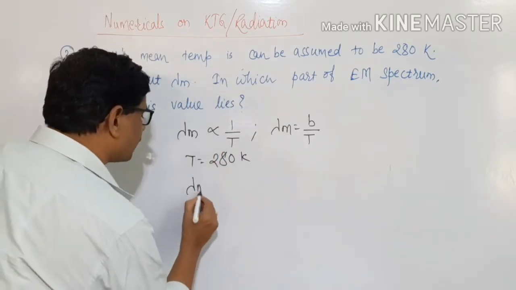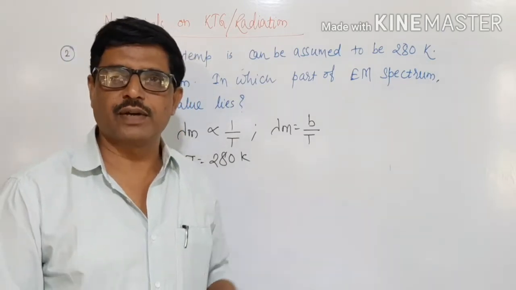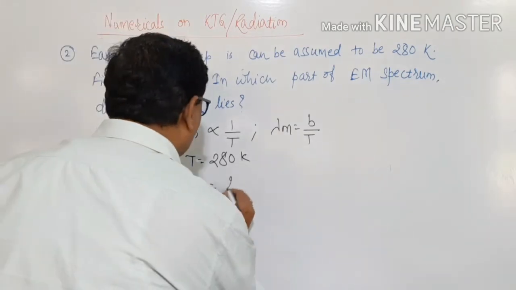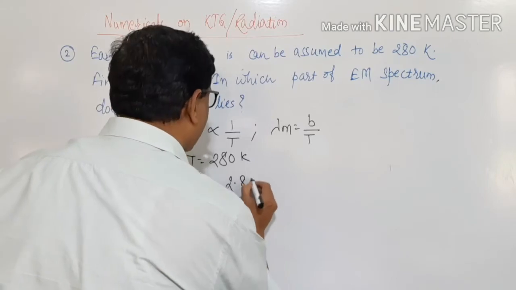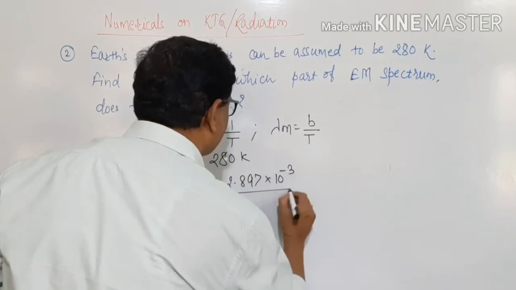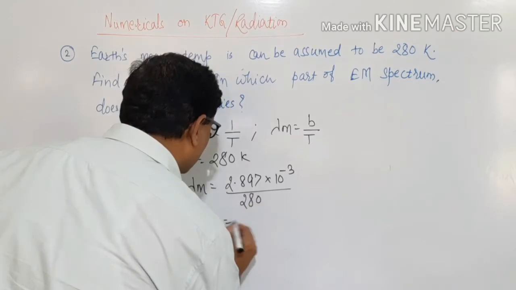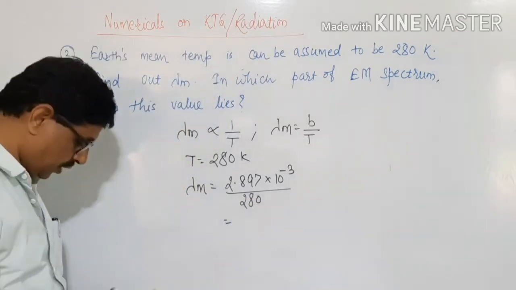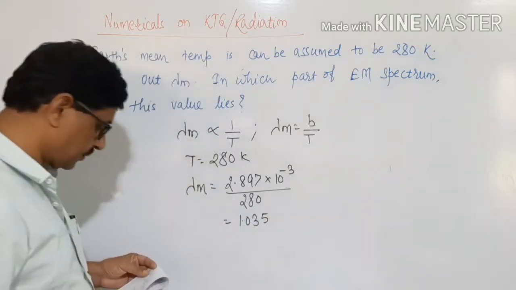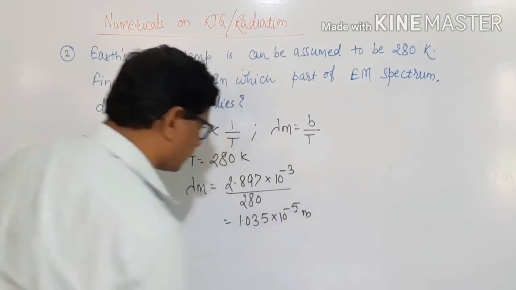Therefore, what is this lambda m equal to? The value of capital B is not given in the book, in the numerical, but we know that it is equal to 2.897 into 10 to the power of minus 3, divided by the value of T, which is 280. After solving this one, you will get this as 1.035 into 10 to the power of minus 5 meter.